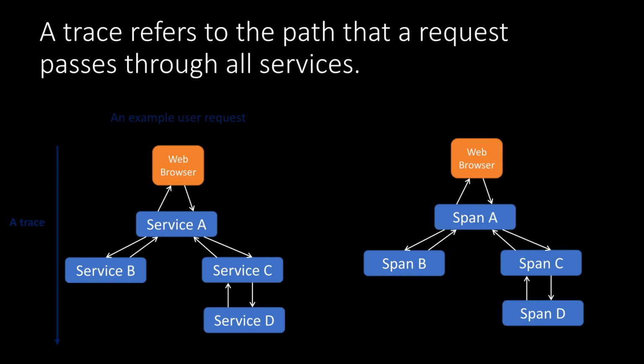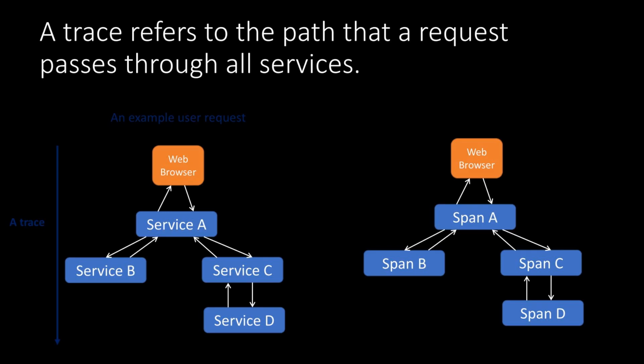With this trace-based monitoring, each transition from one service to the next is captured. At each of these services, A, B, C, and D, the request's interaction is recorded as a span. So in our monitoring systems, these are referred to as span A, span B, span C, and span D, respectively.